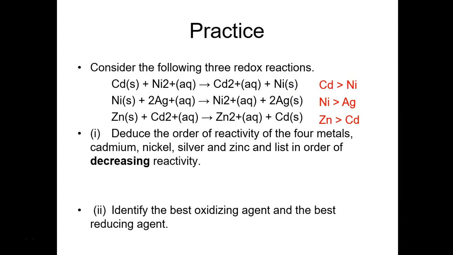So if we're going to arrange them in decreasing reactivity, we want the most reactive first. And I see that zinc is greater than cadmium, and cadmium is greater than nickel, and nickel is greater than silver, so that tells me that zinc must be the most reactive. Cadmium is greater than nickel, and nickel we know is greater than silver, so this is our order. Right? That makes zinc the best reducing agent because it is highest in the activity series as determined from that exercise. And silver will be the best oxidizing agent because it is the lowest in the activity series.